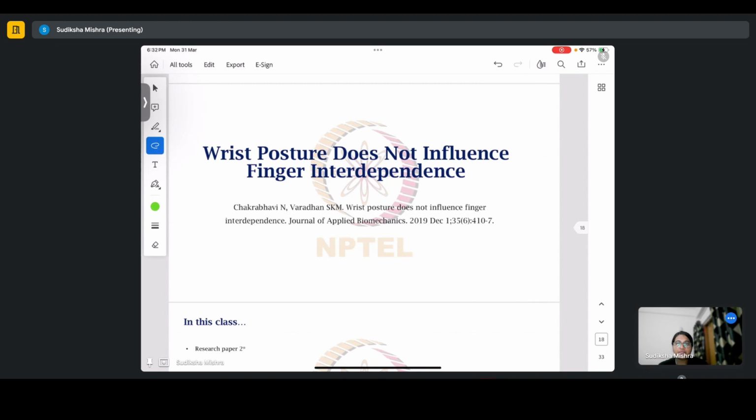Coming to the second paper, which talks about how posture does or does not influence finger interdependence.